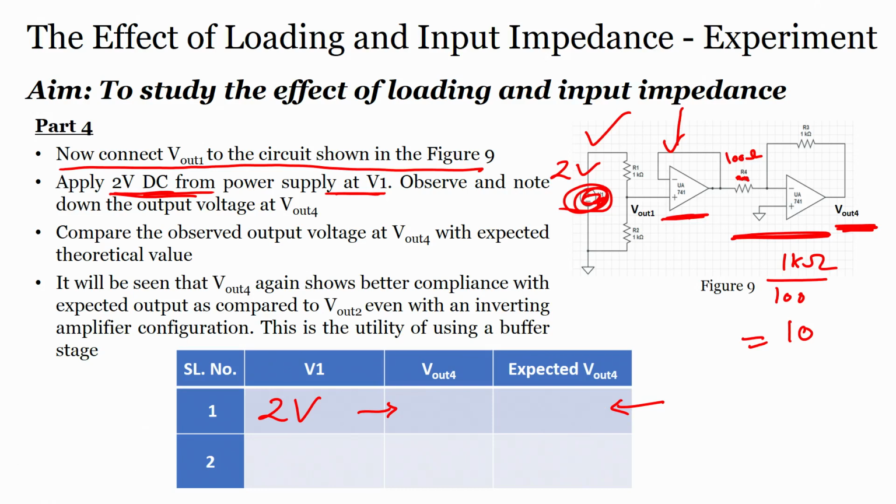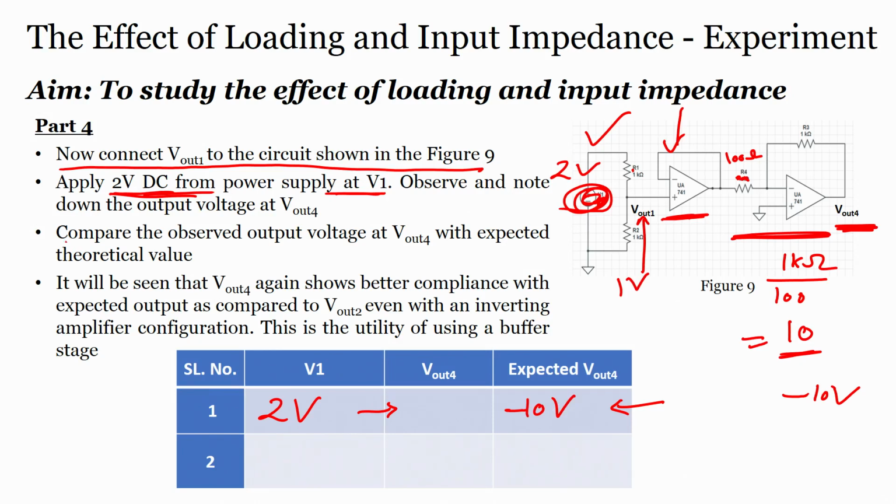For example, if I apply 2 volts, the output V out 1 here should be 1 volt, if the resistors are the same. This voltage I am applying to the inverting amplifier, which has a gain of 10. So my V out 4 will be minus 10 volts. This is my expected output, minus 10. Now, let us see what V out 4 is. This is the experiment that we have to do.